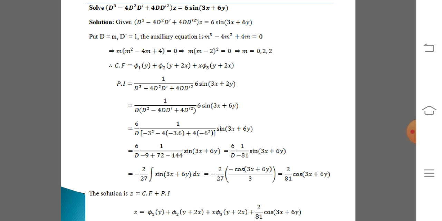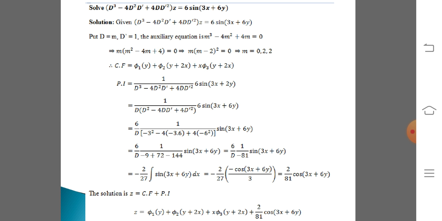So after simplifying, we have 2 by 27 into 1 by D sine of 3x plus 6y. You know 1 by D stands for the integration partially with respect to x. So to find the value of 1 by D into sine of 3x plus 6y, you have to integrate sine of 3x plus 6y partially with respect to x. Partially with respect to x means you have to treat y as constant, that is all. Okay. So we have minus 2 by 27 into integral sine of 3x plus 6y dx.